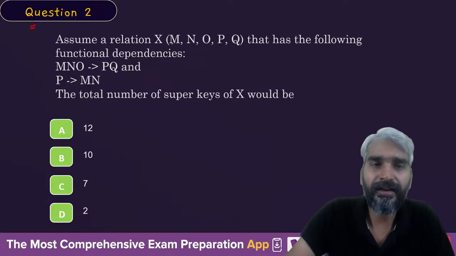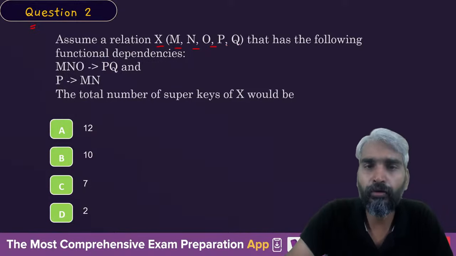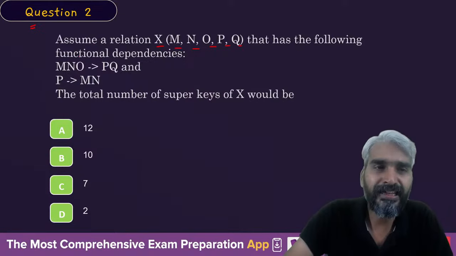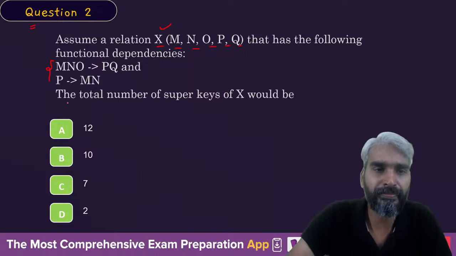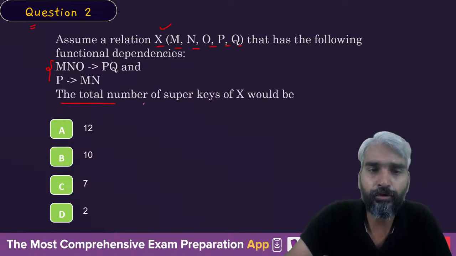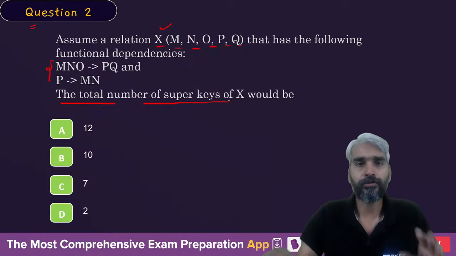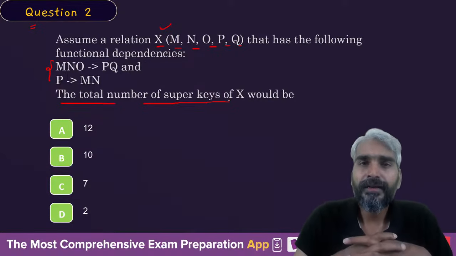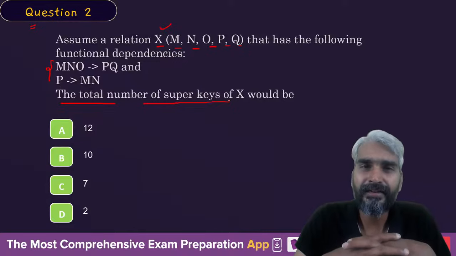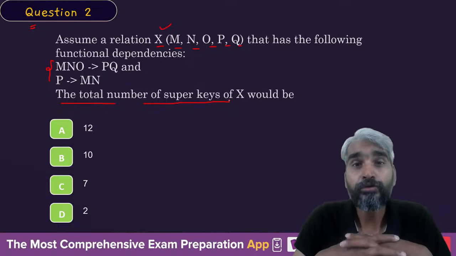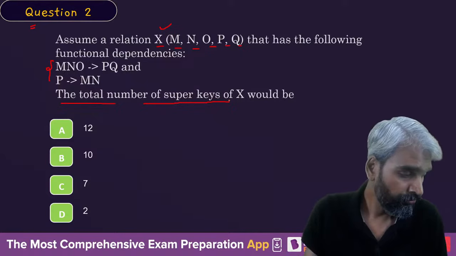Assume a relation X(M, N, O, P, Q) that has the following functional dependencies. So you have a relation and you have two functional dependencies. Now it is asking for the total number of super keys. So, in DBMS, the most easy question that can be asked in the NIELIT and ISRO will be related to super key concept. What will be the answer here?